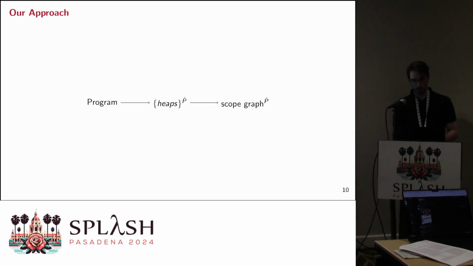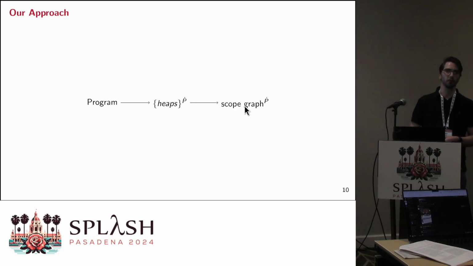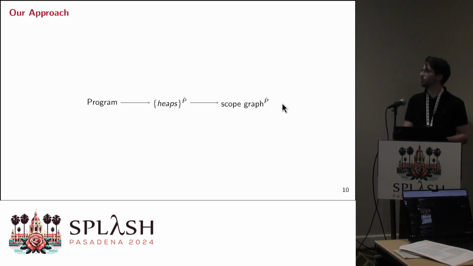So now that we know a bit more, our approach is a bit less simple than shown earlier. So we take a program, we do abstract interpretation, and out of that we get for every program point all the heaps seen at runtime, and then we collapse that set of heaps into a scope graph. So now what we get is, for every program point, a scope graph. And with that we can do an analysis.